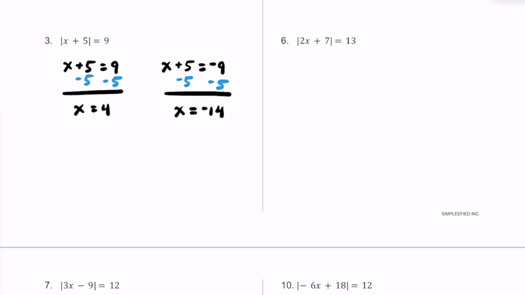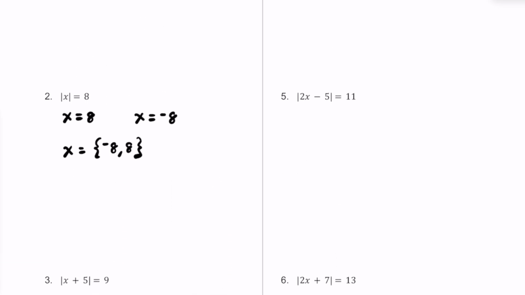So in both of these scenarios, this should work. If x was 4 here, then 4 plus 5 would be 9. The absolute value of 9 is indeed equal to 9. And if we plug in x equals negative 14, negative 14 plus 5 is negative 9, and the absolute value of negative 9 is indeed 9. So there's two numbers that make this equation true. The first one is negative 14, and the second one is positive 4. These are the two solutions to this equation.